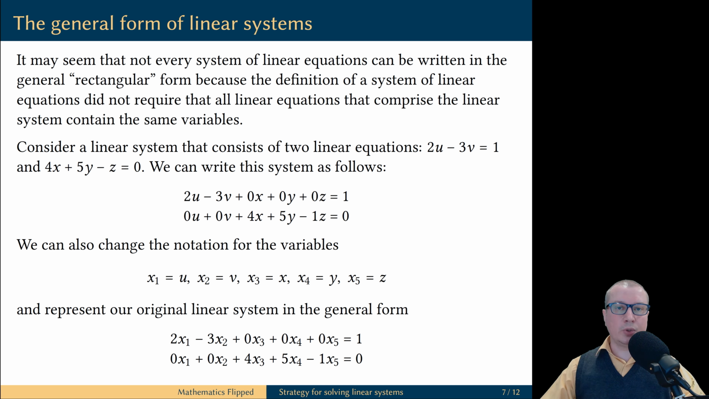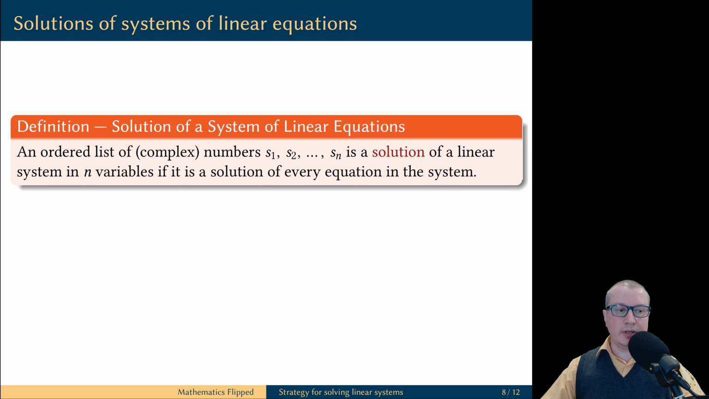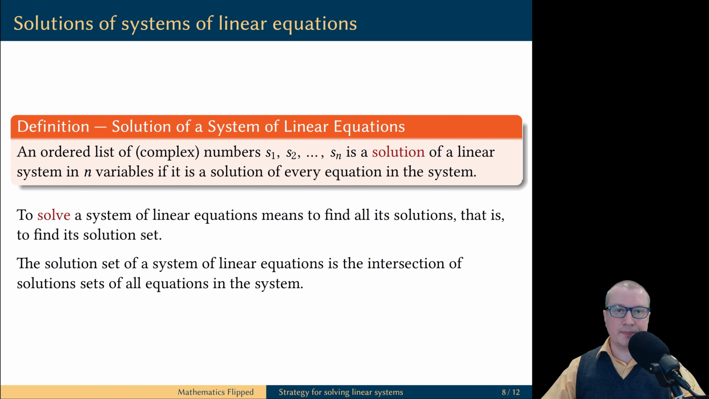Now that we understand what a linear system is, let's define what it means to solve a linear system. An ordered list of numbers s1, s2 through sn is a solution of a linear system in n variables if it is a solution of every equation in this system. To solve a linear system means to find all the possible solutions of the system, that is, to find the solution set of the linear system.